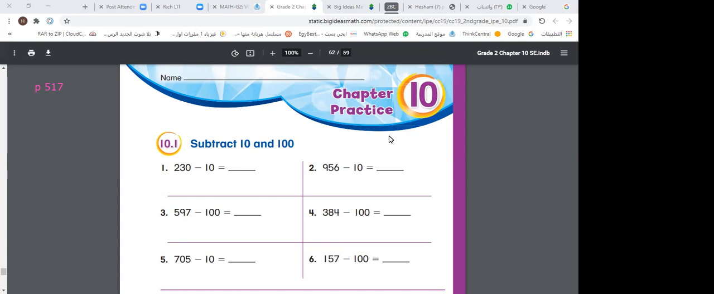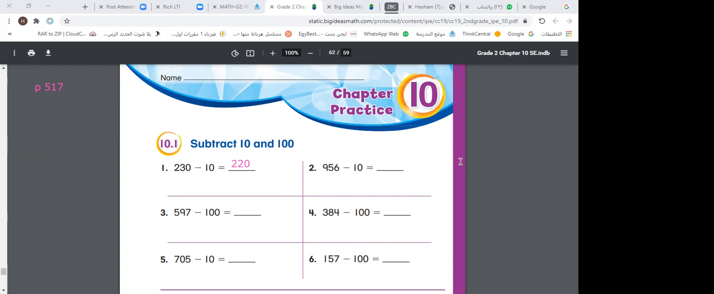Let's choose Zainul Abidin. Hello Zainul Abidin, how are you? Fine, thank you. How are you? I'm fine, thank you. 230 minus 10 equals what number? Equals 220. Excellent boy. Thank you, Zainul Abidin.